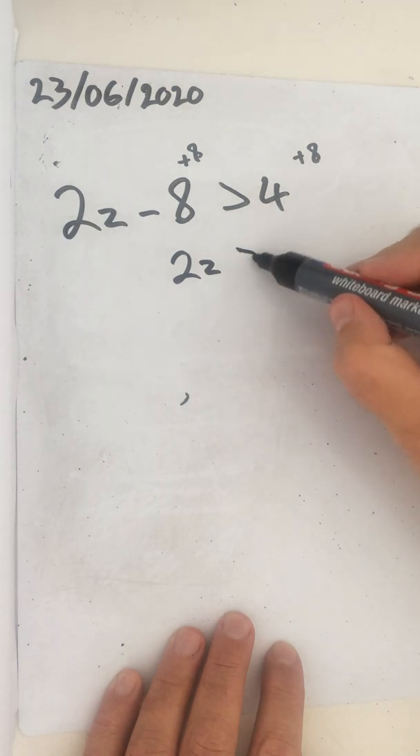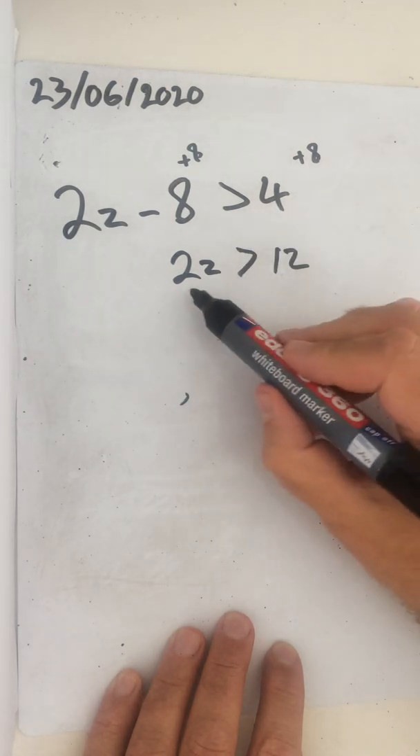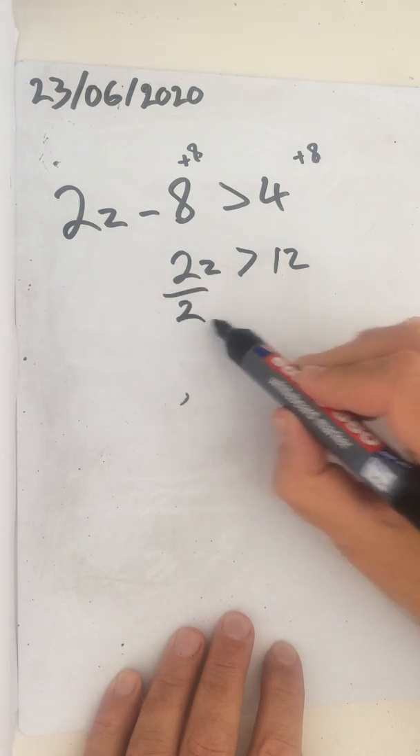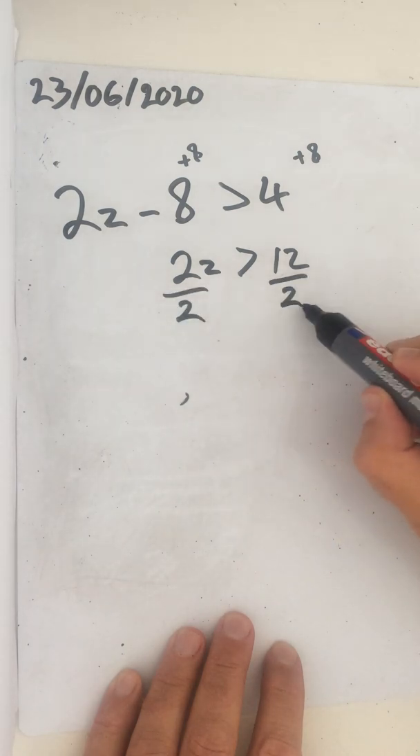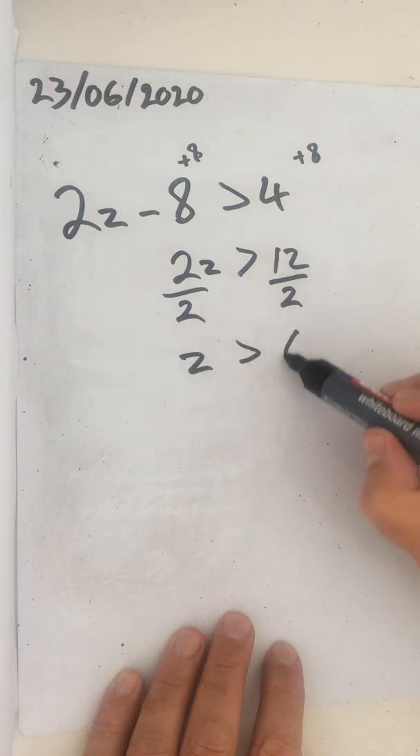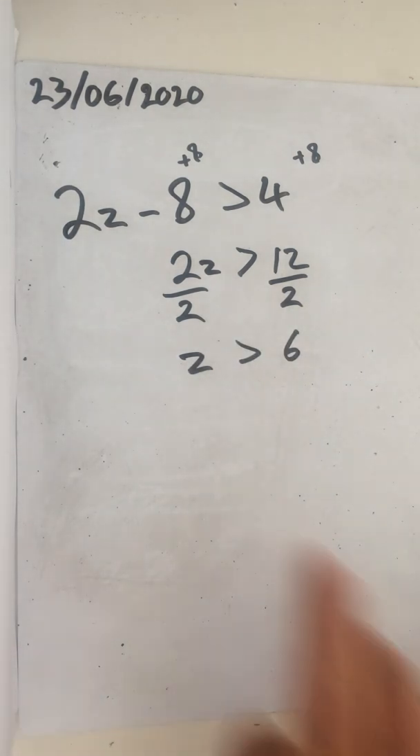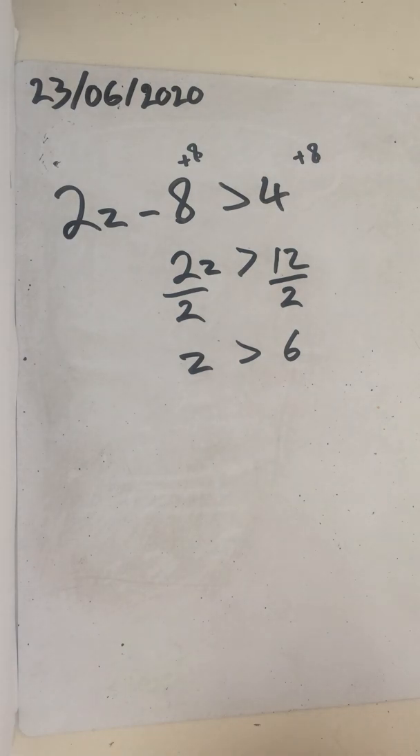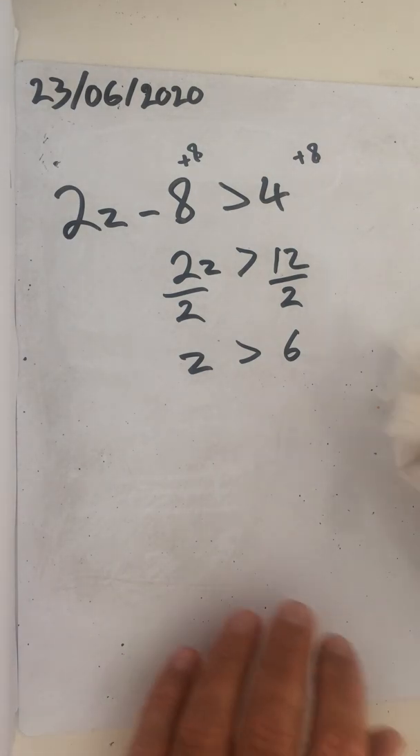4 plus 8, 12. And then from here, this is 2 times z, so we divide by 2. It's the balance method. We do the same for both sides. So z, okay, z is greater than 6. Okay, z is greater than 6.